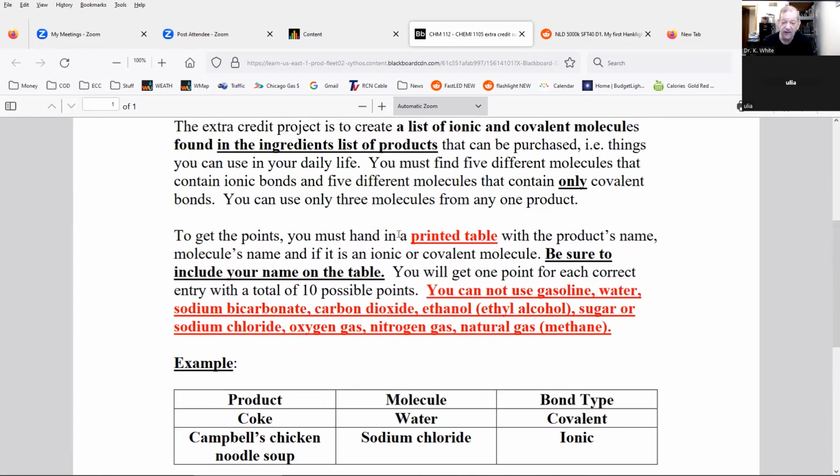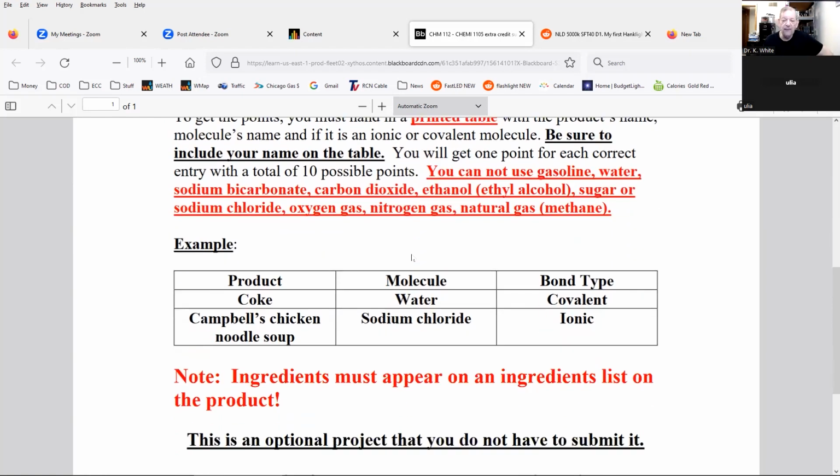Now, to get your points, you have to upload a printed table with the product name, the molecule's name, and whether that molecule is ionic or covalent. Be sure to include your name on the table. You get 1 point for each correct answer. If you have 10 entries, 10 points. If you put down 12 entries and 2 of them are wrong, I'm only going to give you 8 points. Why? Well, you shouldn't have put those 2 wrong ones down.